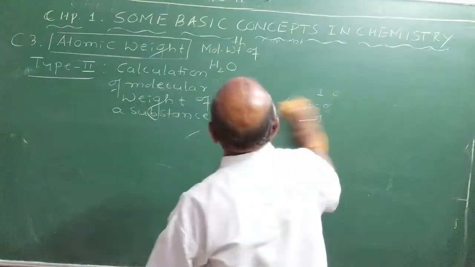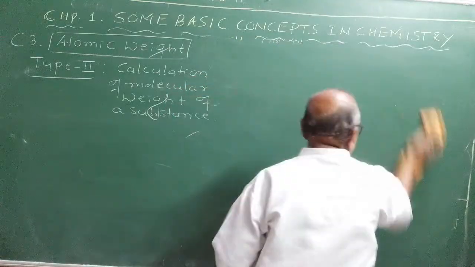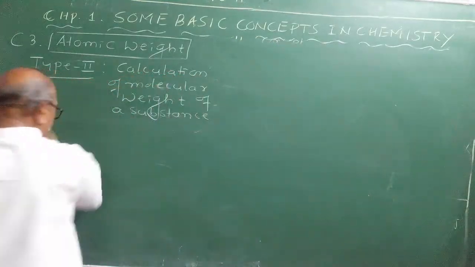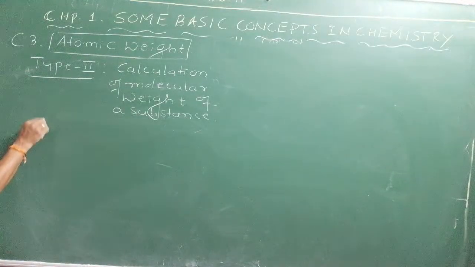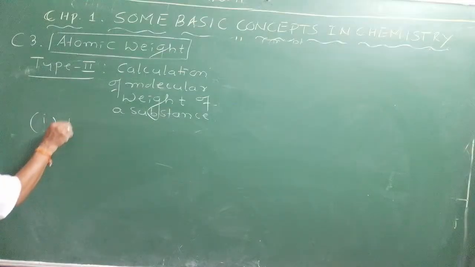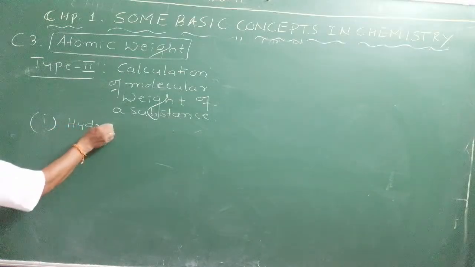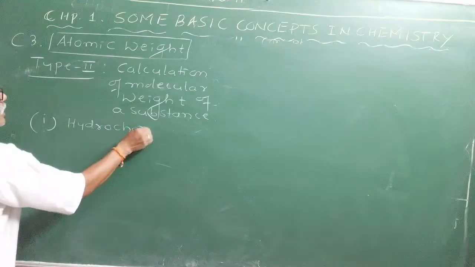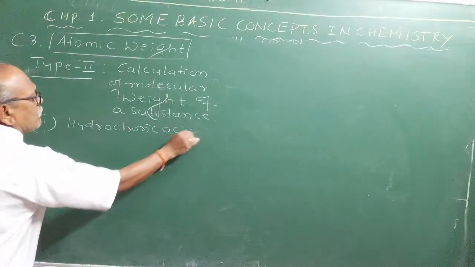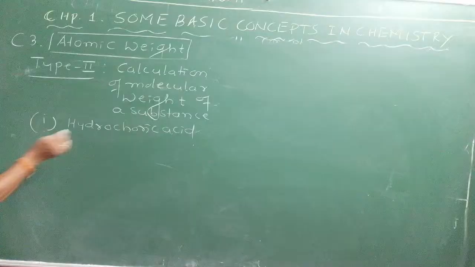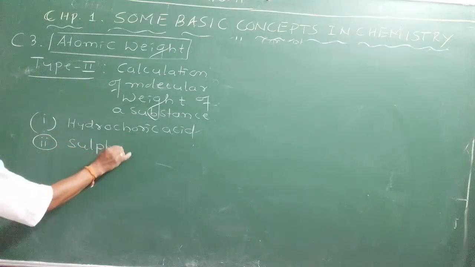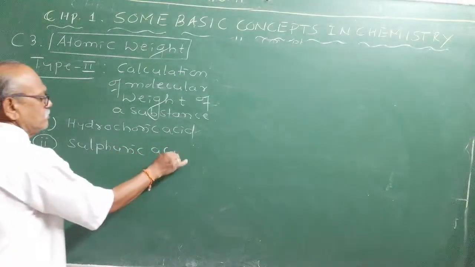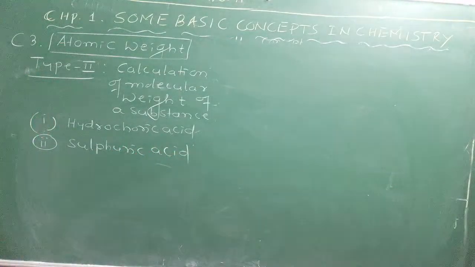For calculation purposes in stoichiometry, you need to calculate molecular weight. Now take the questions. I will give you some important questions. First of all, you write the formula. First one, I will start with hydrochloric acid. We will go to the laboratory. Hydrochloric acid, write the formula and calculate. Second one is sulfuric acid. Important compounds used in the laboratory. Calculate molecular weight. Write the molecular formula.